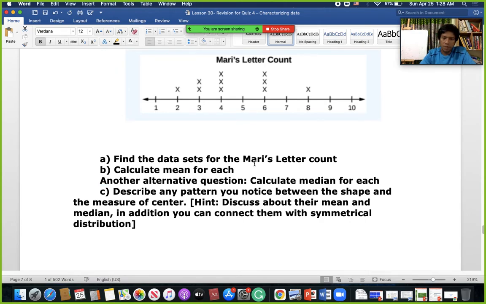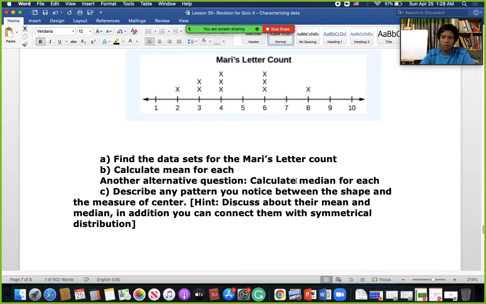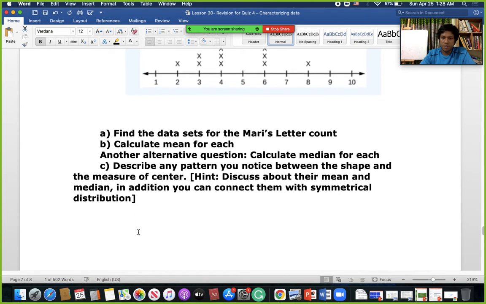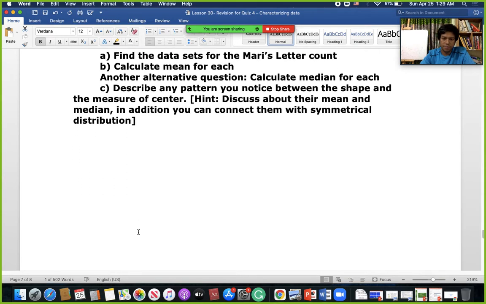So you have to find out Mary's letter count, then calculate the mean for each. So this one and that one. First you find out the data from this diagram, then find out the mean. Then another question can be like, find the median or mode from this data set. Then comparison, discuss the mean and median. In addition, you can connect with their symmetrical distribution. If there is any symmetrical or asymmetrical, this kind of discussion we can talk about, we can write about them.